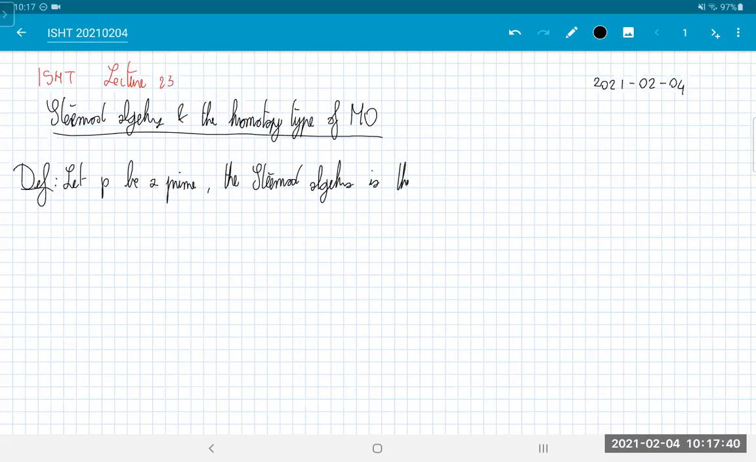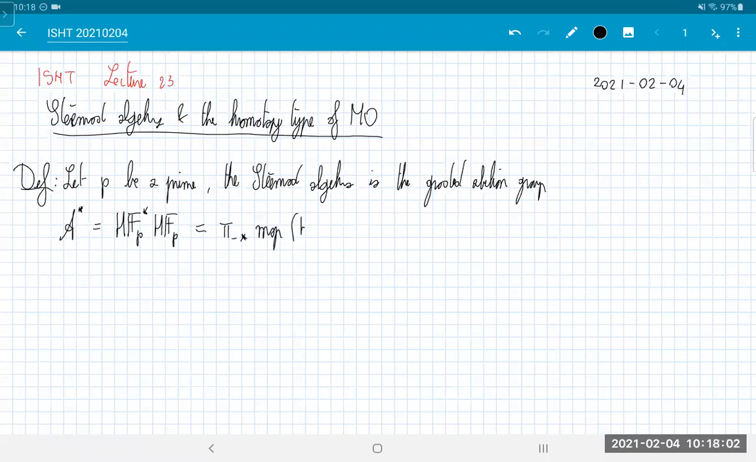It is the graded abelian group A upper star, which is the cohomology of HFp, or to say it differently, it's pi minus star of maps from HFp to HFp. And it is given an algebra structure, well, an Fp algebra structure, by composition.